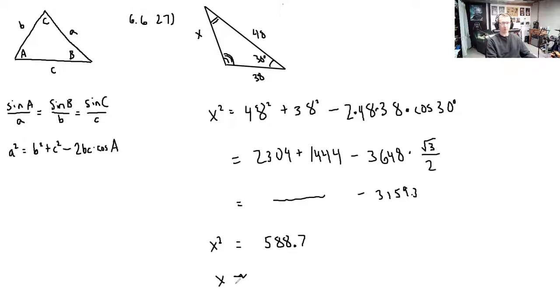So I'm going to write approximately 24.3. Okay. So this is a good example of using the law of cosines to find either a side length or some angle. In this case, it's a side length. Okay, so from there, let's try and find this angle, because that's going to illustrate what Jay was talking about. So let's try and find angle A.